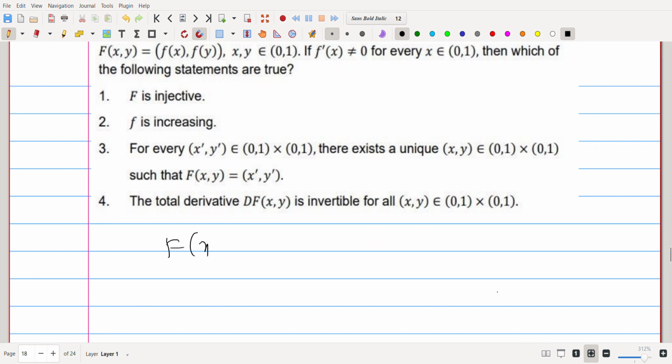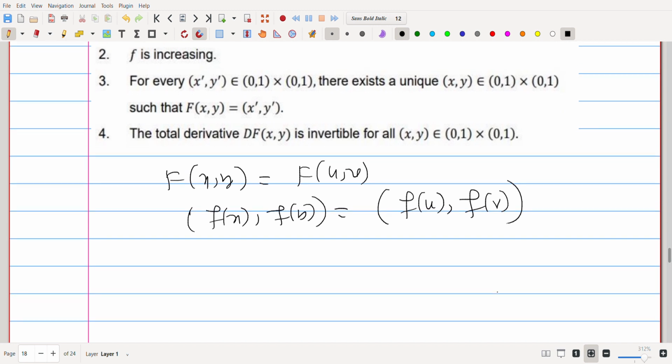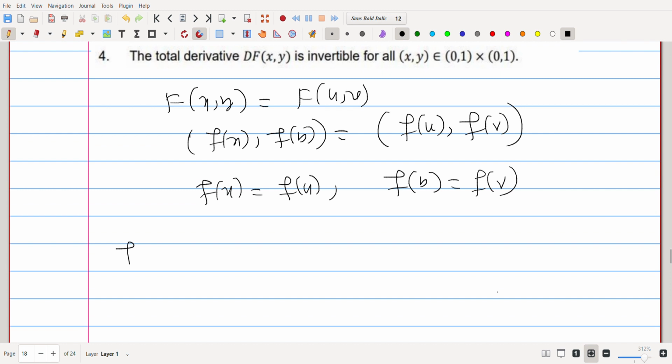Okay, then what can we say? Let F(x,y) equal F(u,v). So this will imply (f(x), f(y)) is (f(u), f(v)). This will imply f(x) equals f(u) and f(y) equals f(v). Now f'(x) is not equal to 0.